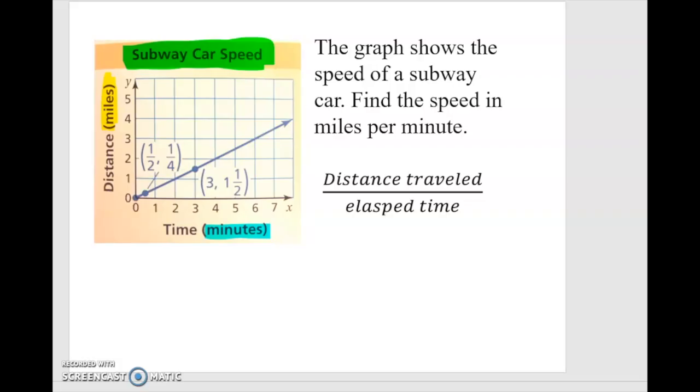And it tells us we want to find the speed in miles per minute. That means that we want the miles on the top and we want the minutes on the bottom. So I have lots of ordered pairs, right? I've got these two different sets. It doesn't matter which one I use.